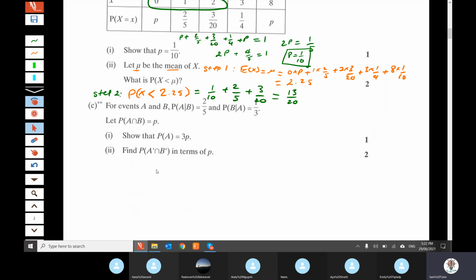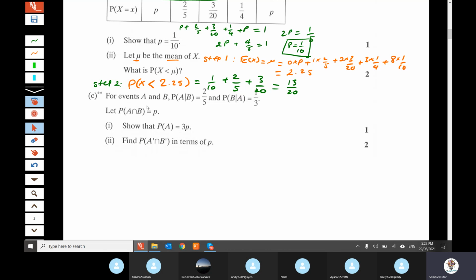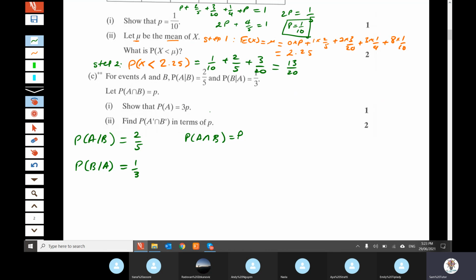Okay, let's try C. For events A and B, probability of... Didn't we do this one? Maybe it was similar. Anyways, probability of A conditional to B equals 2/5. Probability of B conditional to A is 1/3. Let probability of A and B equal P. Show that probability of A equals 3P.